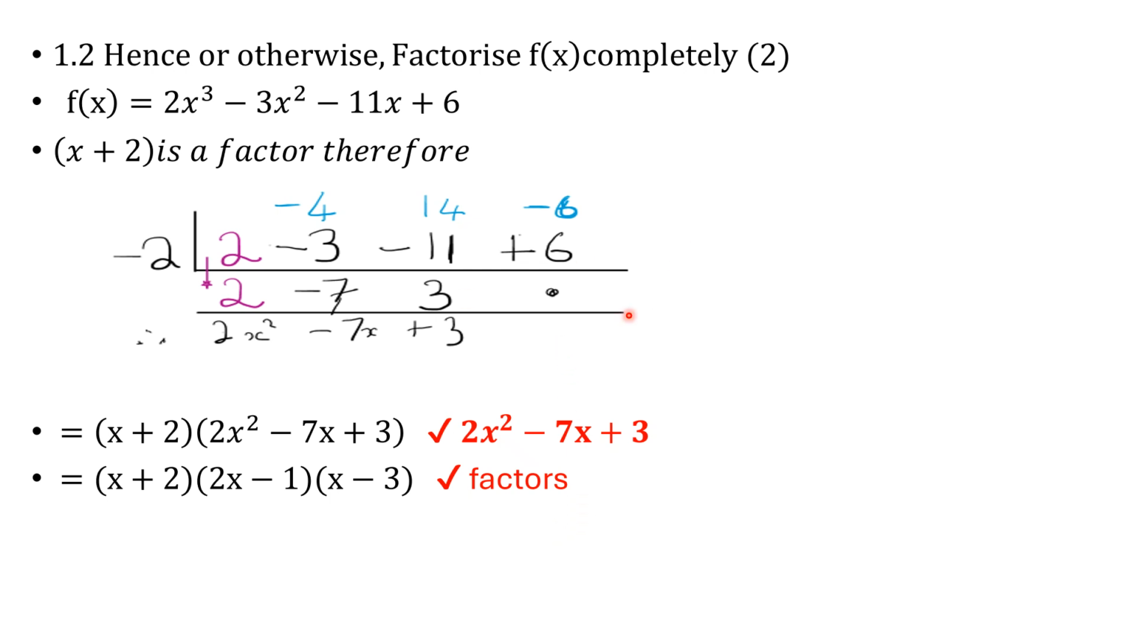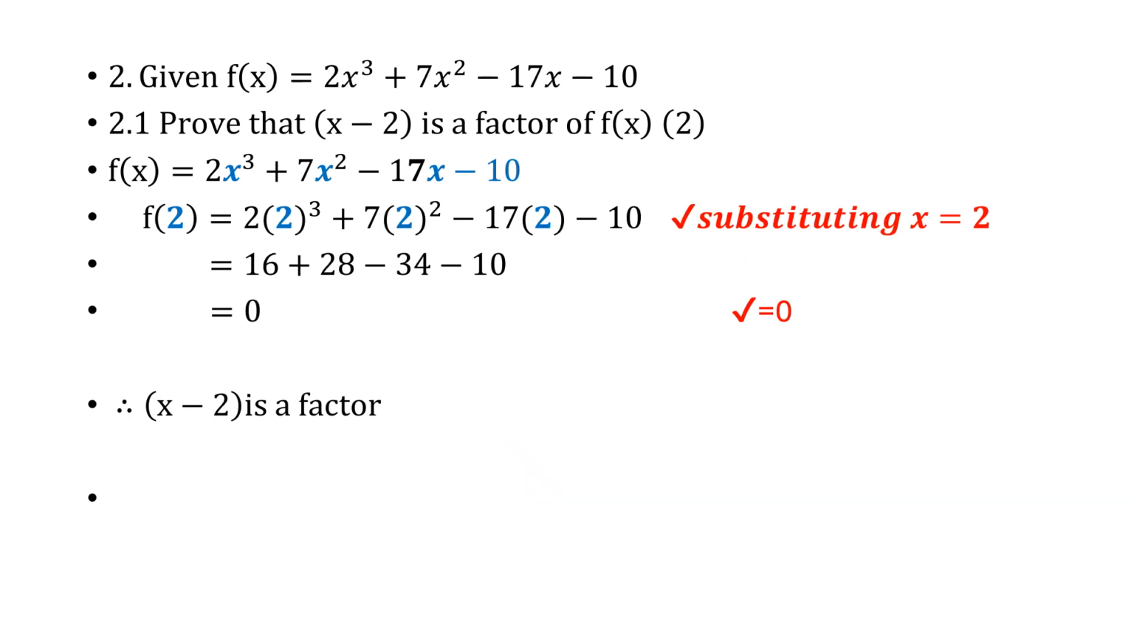Let's go look at problem number 2 of your worksheet. Right, given f of x equals 2x cubed plus 7x squared minus 17x minus 10. Prove that x minus 2 is a factor of f of x. So once I prove something is a factor, it must equal 0 once I substitute in the equation. Golden rule, always change the sign. So minus 2 becomes plus 2. So that's 2 times 2 cubed plus 7 times 2 squared minus 17 times 2 minus 10. If I multiply out, 8 times 2 is 16. 4 times 7 is 28.